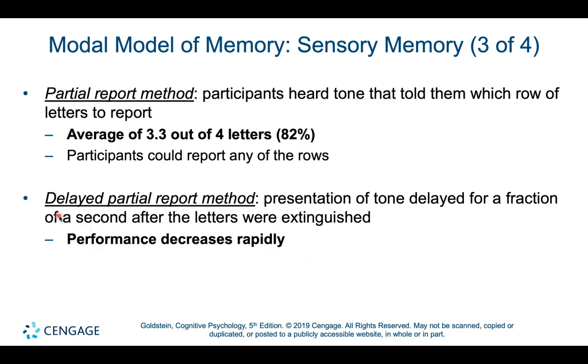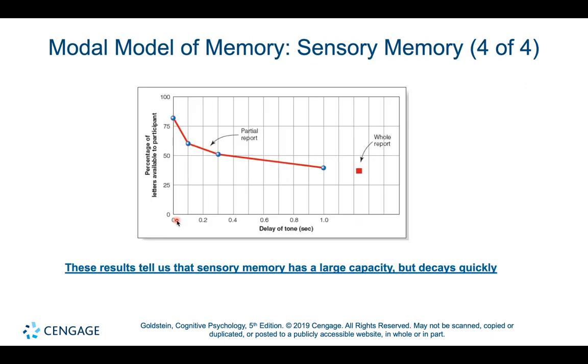And the last condition in this experiment was what's called the delayed partial report. So we do the partial report with the tone, except the tone was delayed for a fraction of a second, maybe a half or a quarter second after the letters went away. And so what this delay does is it means the participants don't know which of the rows to keep in mind. And so all of the letters fade, then the tone comes, and when they go to report the letters, they've already faded from sensory memory, and so performance is terrible.